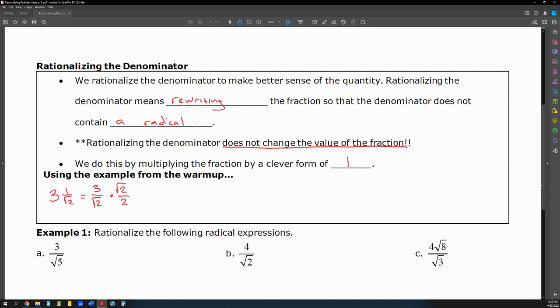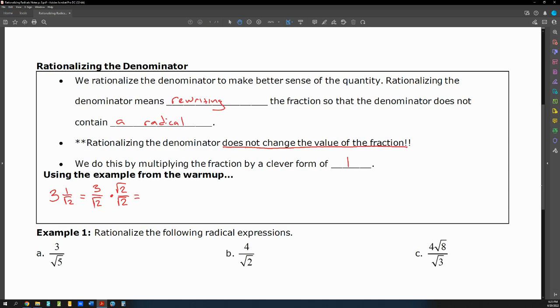But then what if I multiply by the square root of 2 over the square root of 2? This is also a clever form of 1. So the square root of 2 divided by the square root of 2 is 1. So if I multiply 3 over root 2 by root 2 over root 2, I'm not changing the value at all. I am just multiplying by 1. And let's notice what happens.